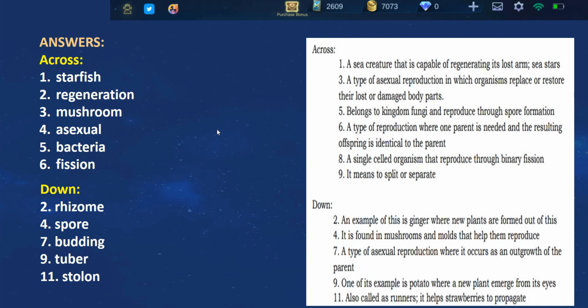Number two, down, it's a rhizome. Four, spore. Number seven, budding. And number nine is example potato tuber. And 11 is called runners. To have strawberries to propagate, and that is stolon.